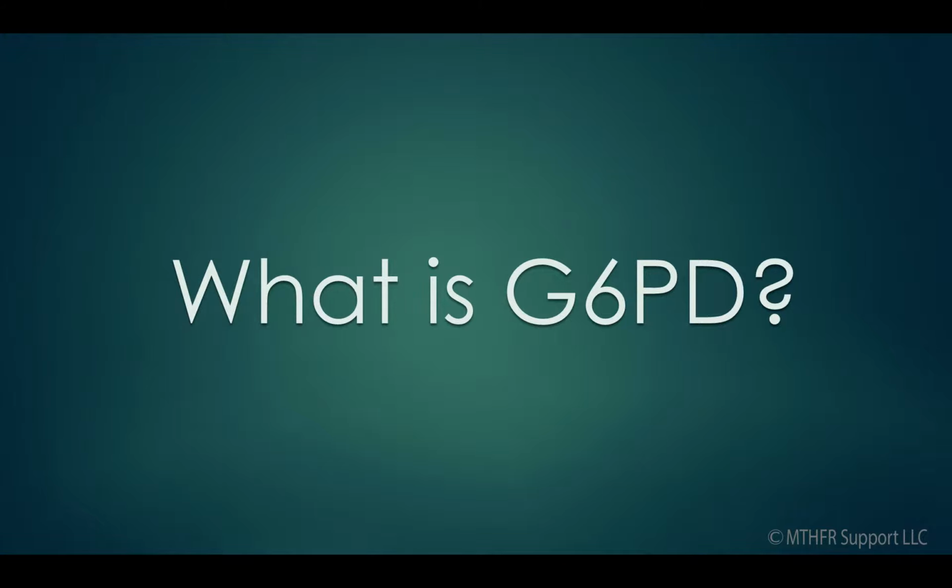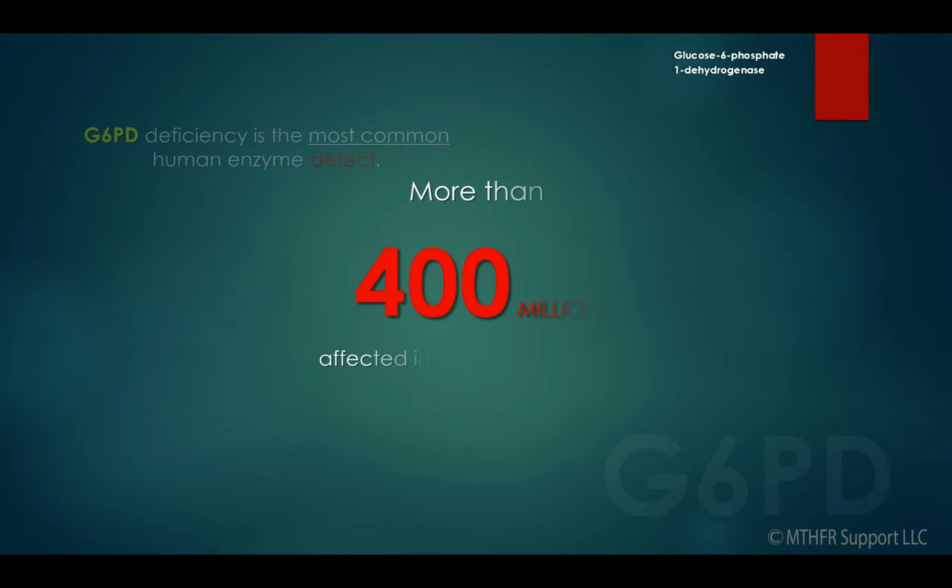G6PD. G6PD stands for glucose 6-phosphate dehydrogenase. G6PD deficiency is the most common human enzyme defect, affecting more than 400 million people worldwide.